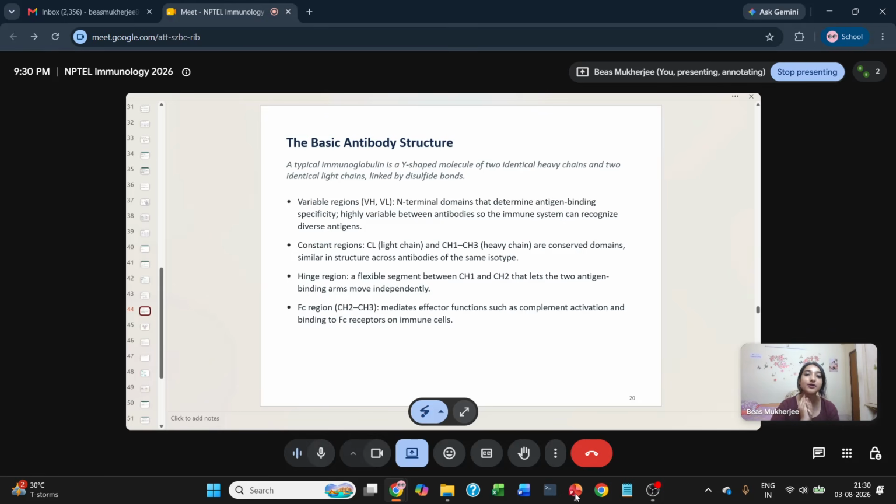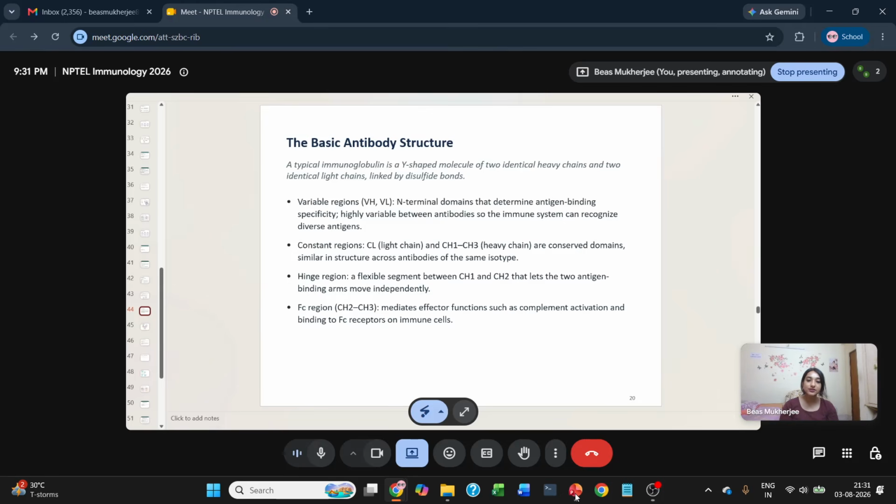Now, a typical immunoglobulin is a Y-shaped molecule with two identical heavy chains and two identical light chains linked together by a disulfide bond. Now, the variable region, that is the variable region in both heavy chain and light chain, the N-terminal domains, determines the antigen-binding specificity, highly variable between antibodies, so the immune system can recognize diverse antigens. These are the Fab regions, or the antigen-binding fragments.